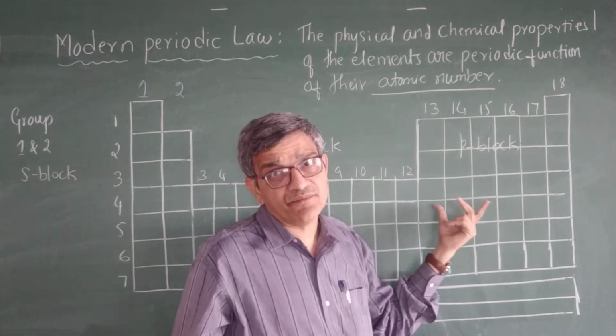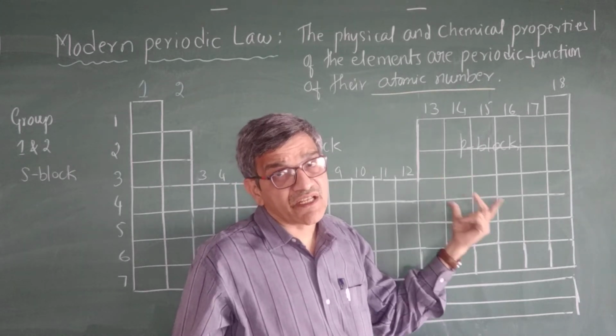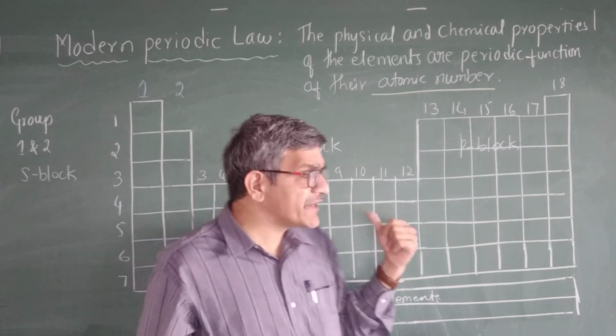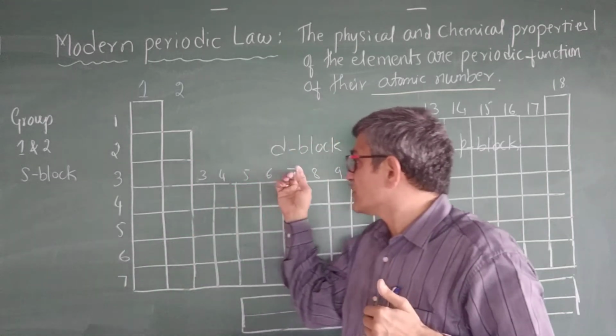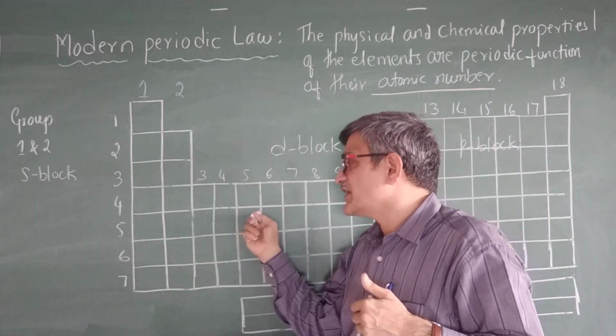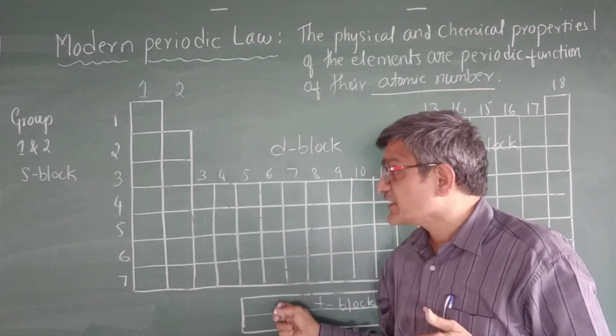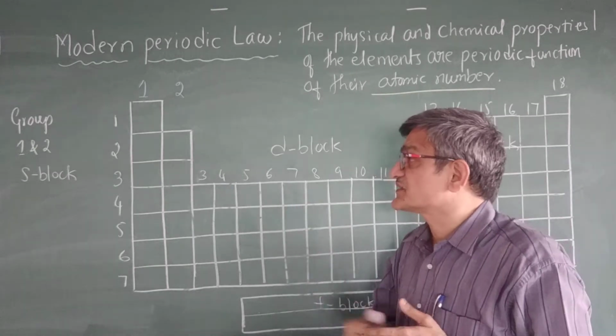Incomplete shell, not the orbital. Shell is incomplete. Okay. And why are these called D block elements? Because the outermost electron enters into the D orbital. So therefore, D block elements. Similarly, it is an F block element. So like this, they are classified.